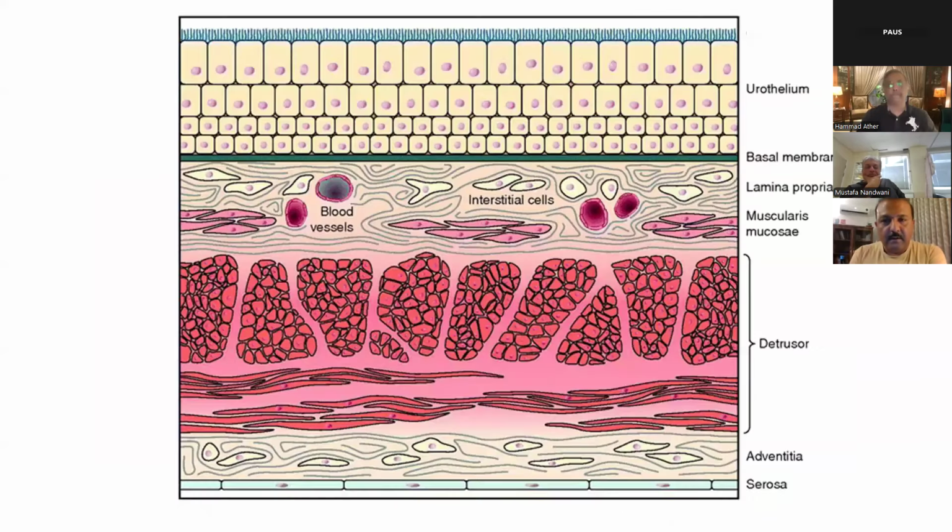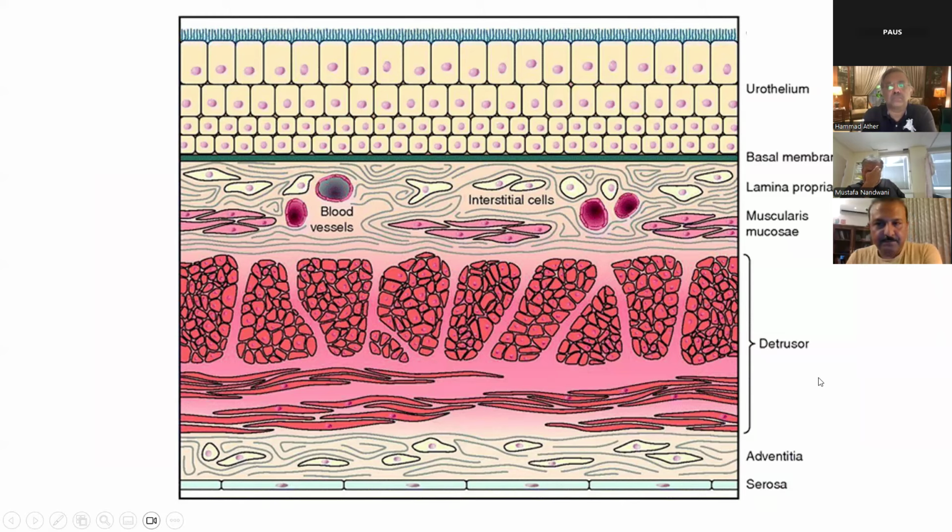So coming to the bladder, just to give you an overview of the normal histology by this cartoon of the bladder wall, you can see urothelium is on the luminal side, followed by the lamina propria, which is composed of loose connective tissue, blood vessels, as well as some thin muscle bundles, which are called muscularis mucosae. And then we have thick organoid muscle bundles called the detrusor or muscularis propria, followed by adventitia and then serosa.